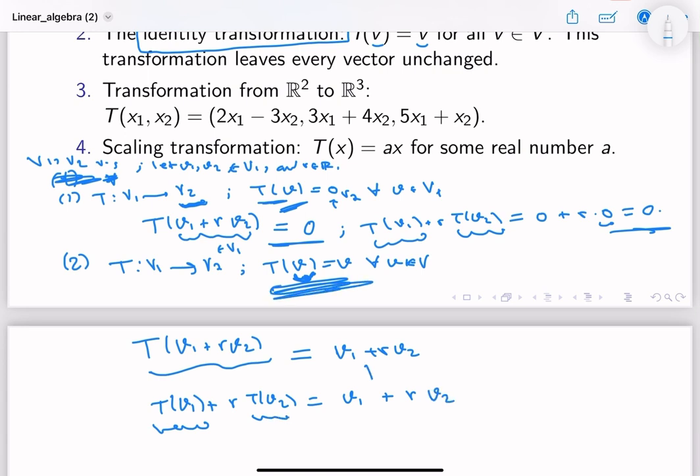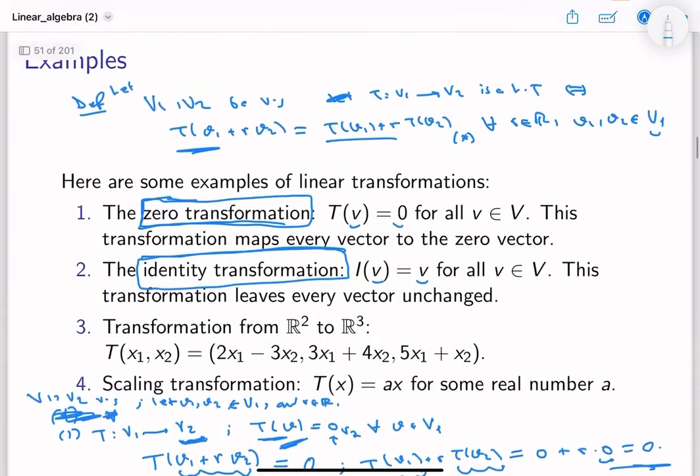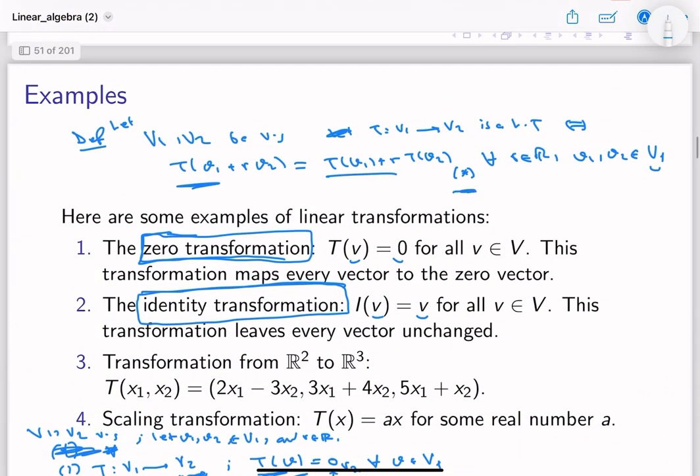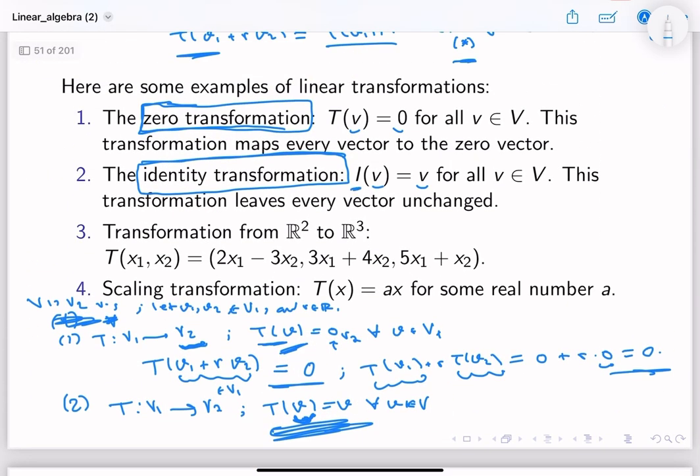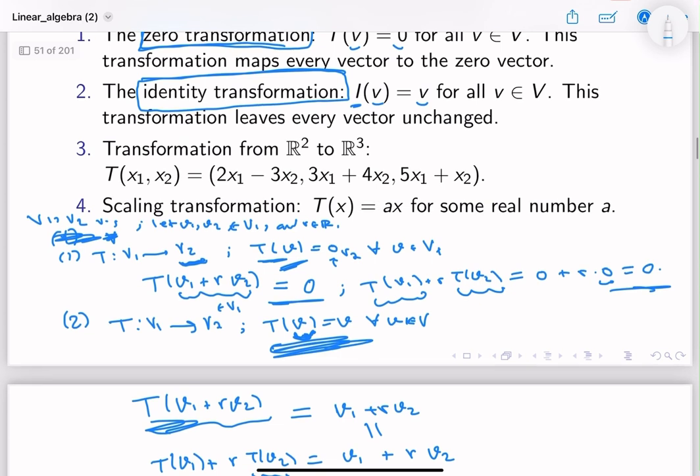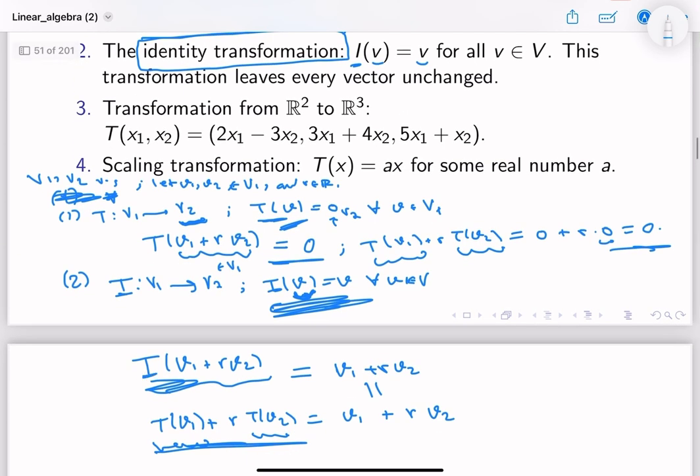And these two are equal, and thus this and this are equal, which makes property star satisfied, and thus this transformation, which we usually denote by I, is, so probably I should have written this as I just to be consistent, this is actually a linear transformation. So let us take another example.